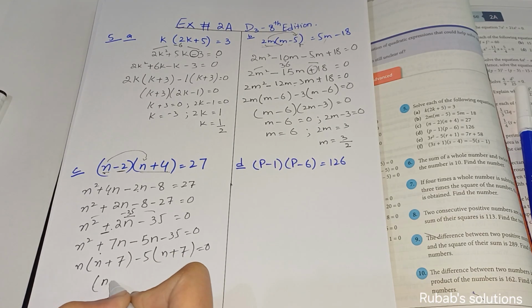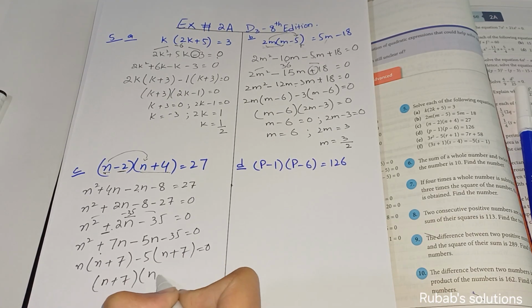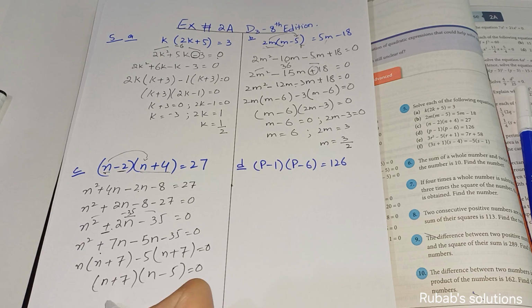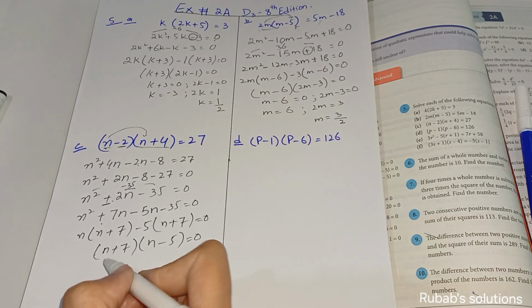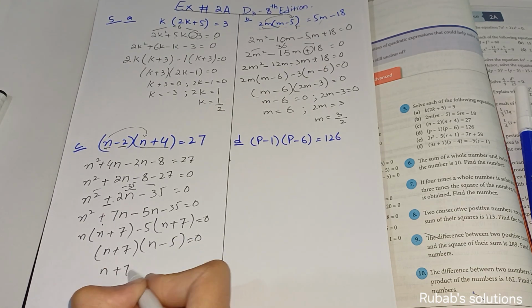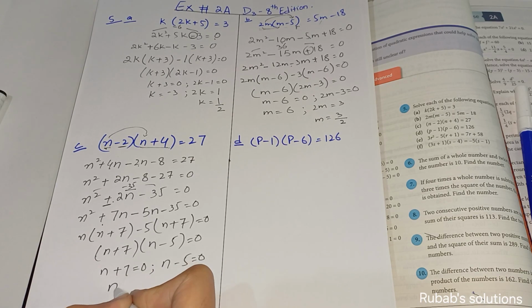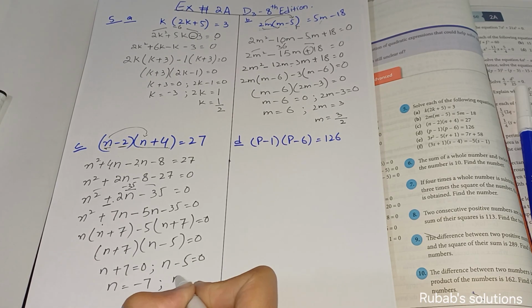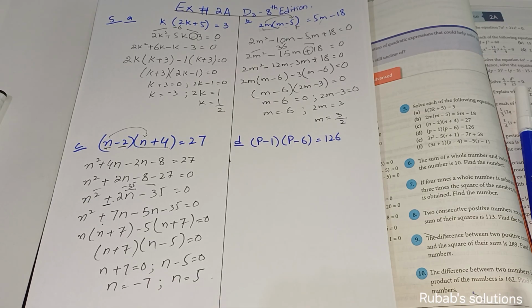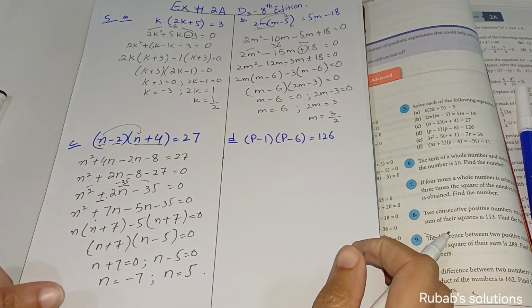It will be n plus 7 and n minus 5 is equal to 0. Either n plus 7 is equal to 0, or n minus 5 is equal to 0. So n is equal to minus 7, and on the other side n is equal to 5. Okay, same as the next one, part D.